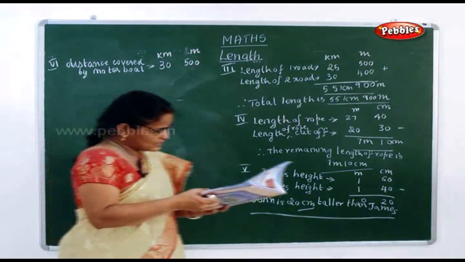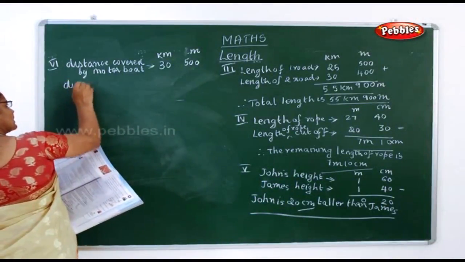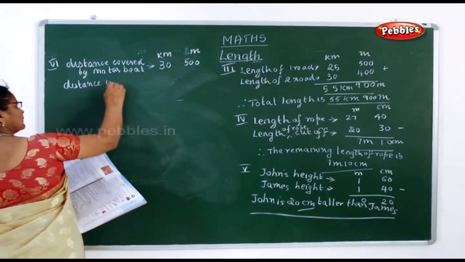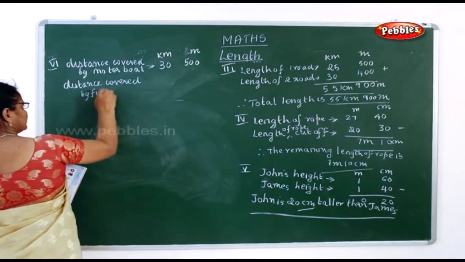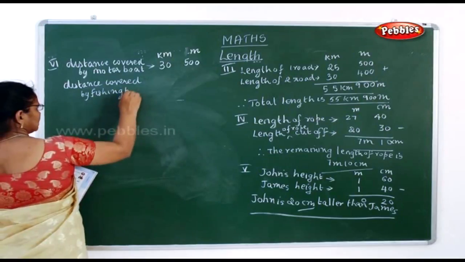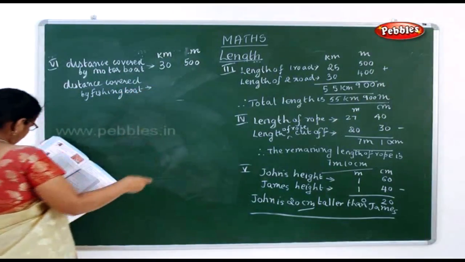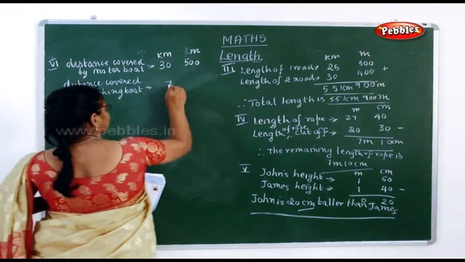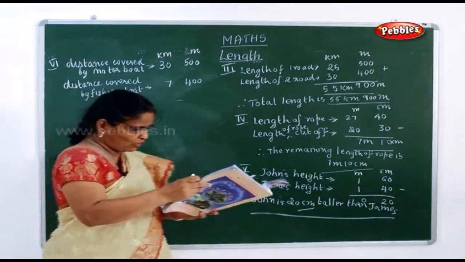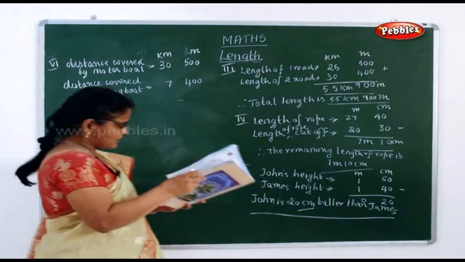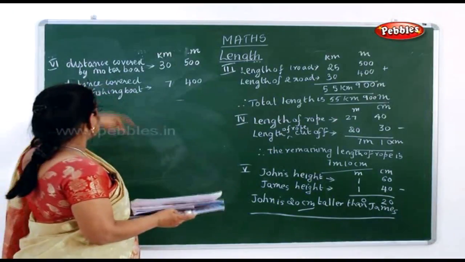Now, what is the next thing they have given? Fishing boat. The distance covered by fishing boat. What is the distance covered by fishing boat? It is 7 kilometer and 400 meter. Now what is the question they've asked? What is the difference between the distance covered by the two boats?